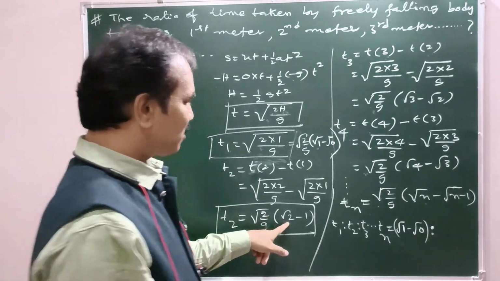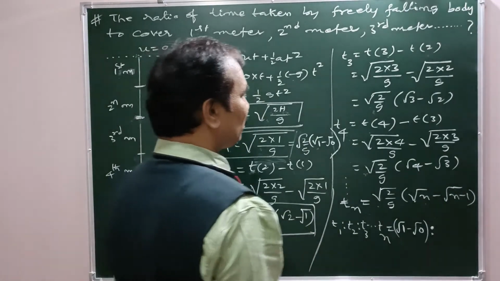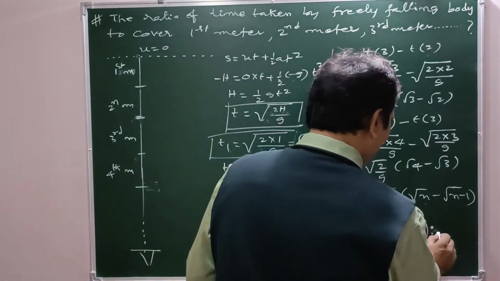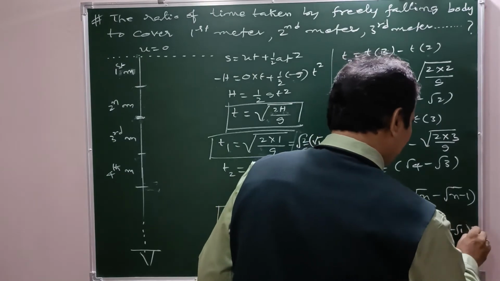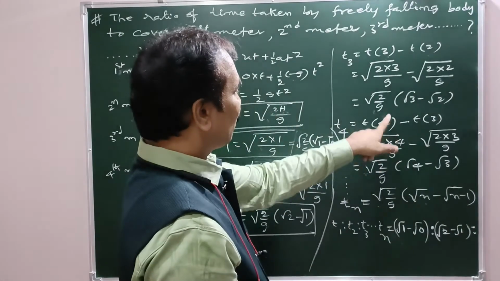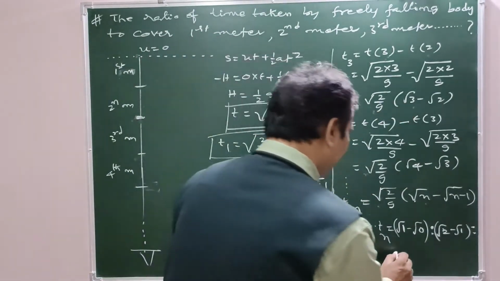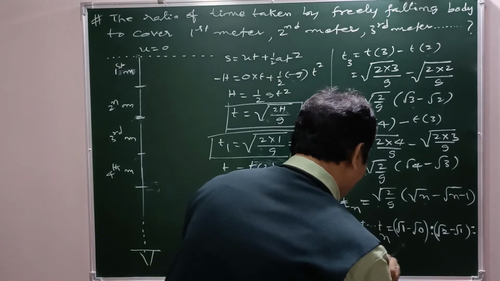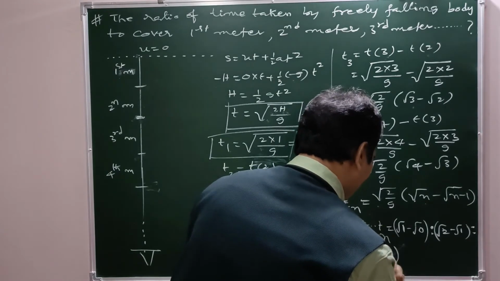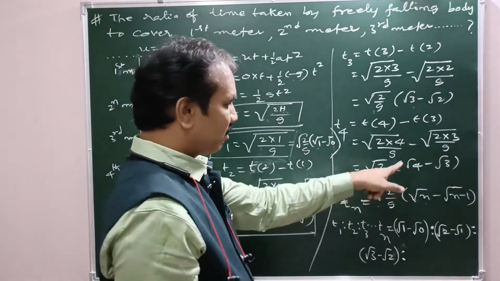We are left with root 2 minus root 1 here. Root 2 minus root 1, right? That is root 2 minus root 1. Next here, root 2 by g is gone. We are left with root 3 minus root 2. That is root 3 minus root 2. Here root 2 by g is gone.